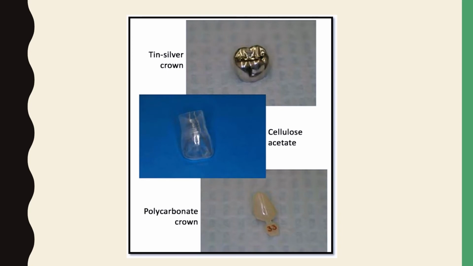As you can see, the preformed crowns could be made from tin silver crown, cellulose acetate, or polycarbonate crowns. If the preformed crown is tin silver or polycarbonate, it becomes part of the provisional restoration, while if it was made from cellulose acetate, the cellulose shell is removed at the end and it's only used as a mold.